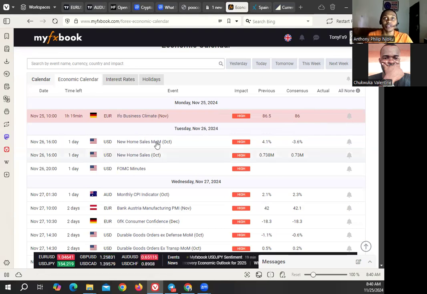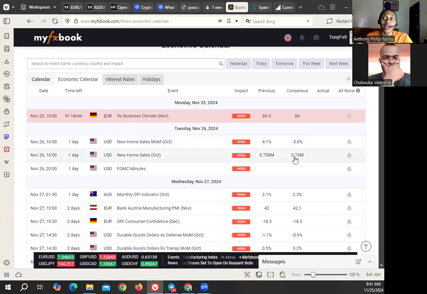Then on Tuesday, we have new home sales, month over month, and then FOMC minutes. This particular news is coming in by 4 p.m. West African time, and has to do with the sales of houses. If there are sales of houses, the real estate sector will generate income, and when they generate income, they'll be able to pay tax to the government and the economy will be strong. So we need more sales of houses. But based on the data we're seeing here, analysts are saying it is lower for the month of October. Over here, minus 3.6 is lower than 4.1, which is bad, and 0.73 million is lower than 0.738 million. So by tomorrow, 4 p.m., if you see a figure higher than minus 3.6, it is good for the dollar.